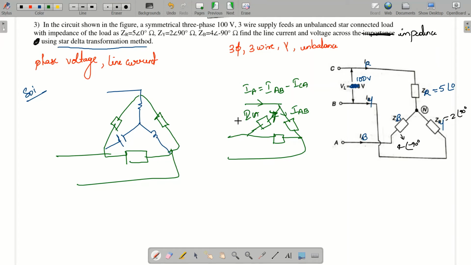So, understand the method clearly. What is meant by star delta transformation? For a 3 phase 3 wire system with an unbalanced load, it is difficult to solve the problem. For that reason, without solving this star connected load, I am converting it into delta. Once I find the delta values, I can easily find the line currents or phase currents they were asking.